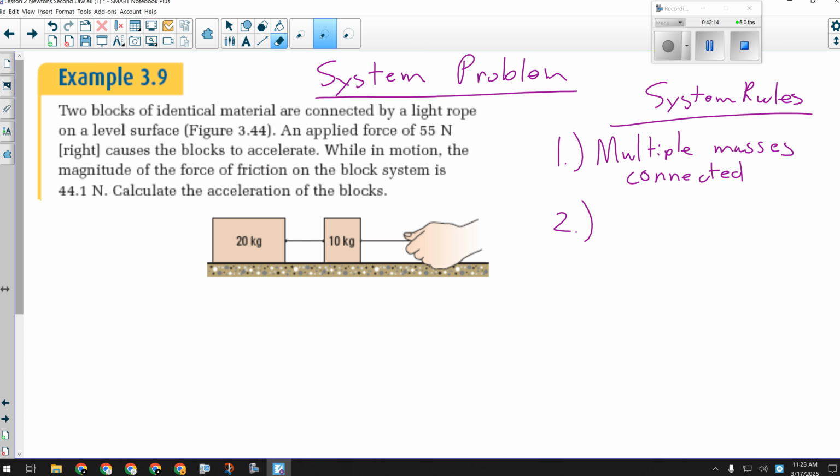They have to. Have you ever seen a semi-truck pulling a trailer, but the trailer accelerates faster than the truck? That ends badly, like a jackknife. But in this case, no, they have to accelerate at the same rate. They're connected. If they're connected, can I treat them like they're just one 30 kilogram mass? I absolutely can. So a second system rule is that all parts have the same acceleration.